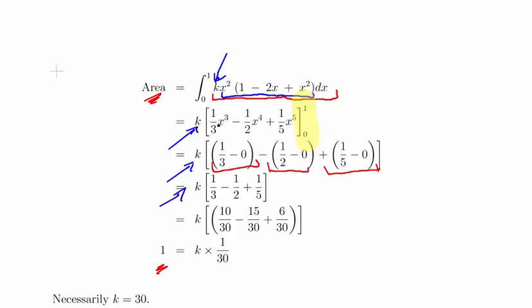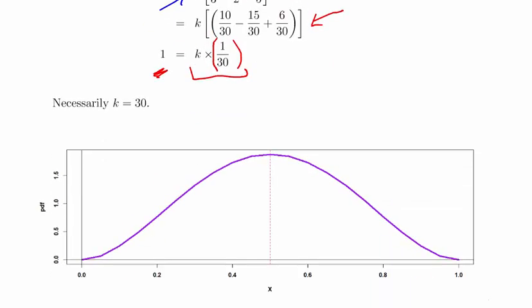Okay, so when we evaluate x squared at 1, we get 1, and at 0, we get 0. So it's 1/3 minus 0, minus 1/2 minus 0, plus 1/5 minus 0. Let's tidy that up to make it easier to evaluate. We would get 10/30 minus 15/30 plus 6/30, and working that out, we get 1/30. So k times 1/30 is equal to 1, necessarily k is equal to 30.